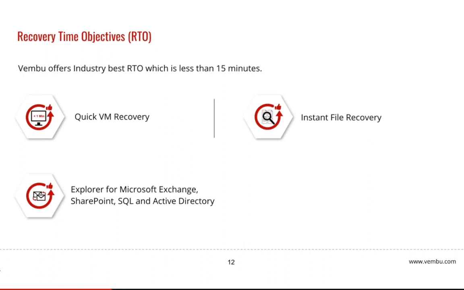So it may be an email from an Exchange server, a table from an SQL database, a single object from AD, or a site from SharePoint. You can restore them instantly by using Vembu. So you see, these are all enterprise class features, which are actually available with Vembu's standard edition. To ensure business continuity after the disaster, we provide quick VM recovery, instant file recovery, and instant granular recovery for Microsoft applications.